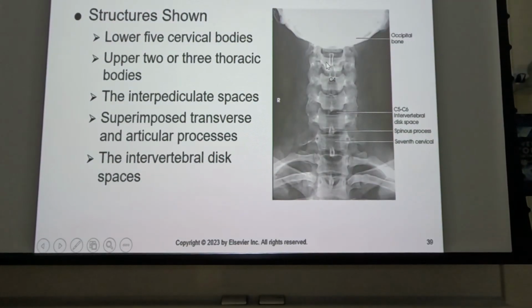So if it's a C4, that'd be C3. Notice you don't see C1 or C2. Occipital bone's going to be covering it. We've got views to see C1 and C2, views to see C1, C2. That's your open mouth view. And then we've got T1, T2 down here as well.